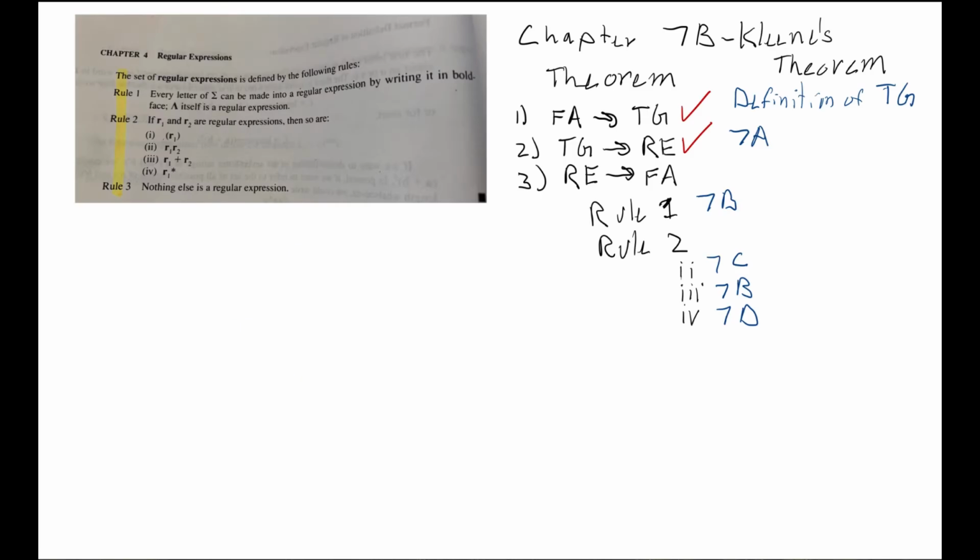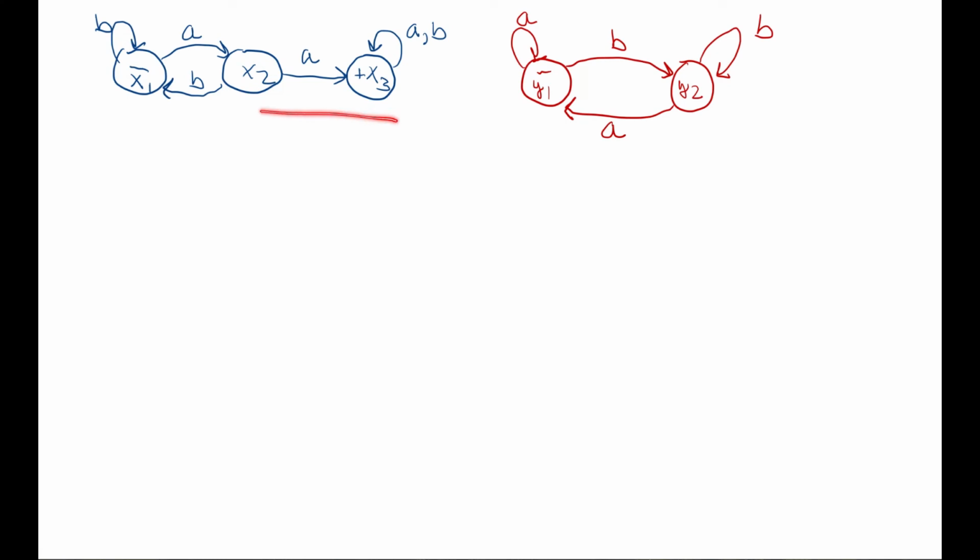Now what we're going to do is prove that we could take any two finite automatas and union them together. Now I have two finite automatas. I'll call this finite automata 1 and finite automata 2. What I want to do is create another finite automata that accepts all the words that this one accepts and all the words that this one accepts.